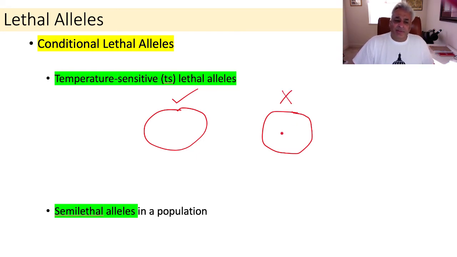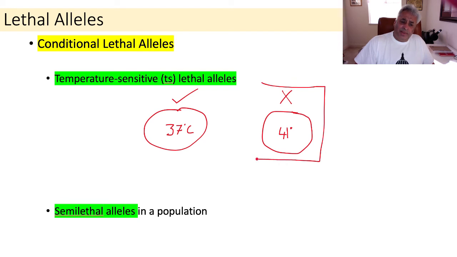In this case, at that higher temperature, maybe 41 degrees, the yeast will be dead, and at 37 degrees it'll be doing quite well compared to the wild type, which will be doing well at both temperatures. So here we have a condition that's lethal to these particular yeast cells. So temperature sensitive lethal alleles.